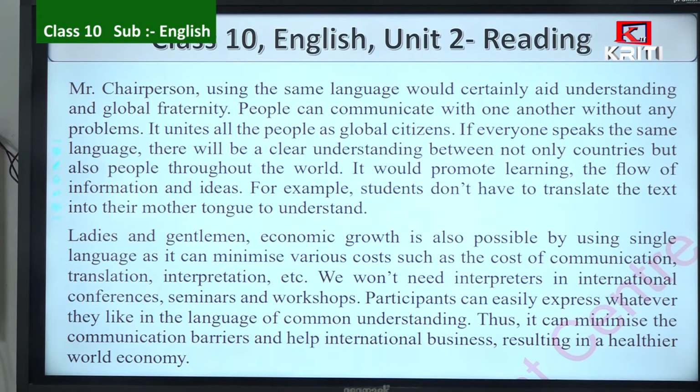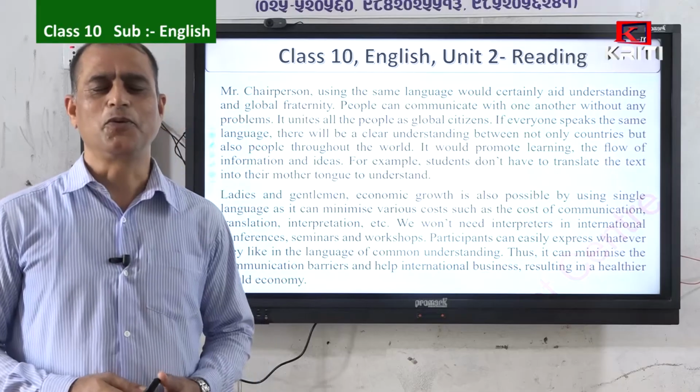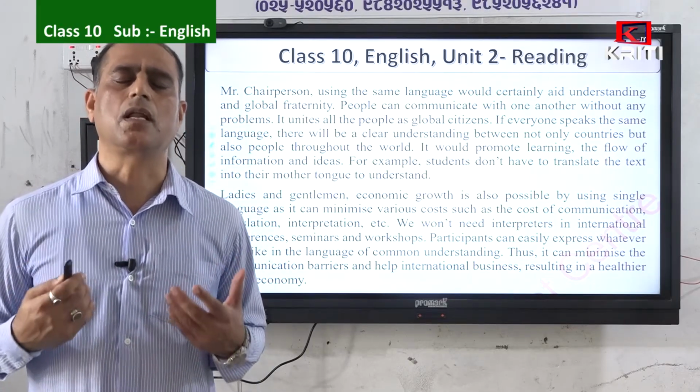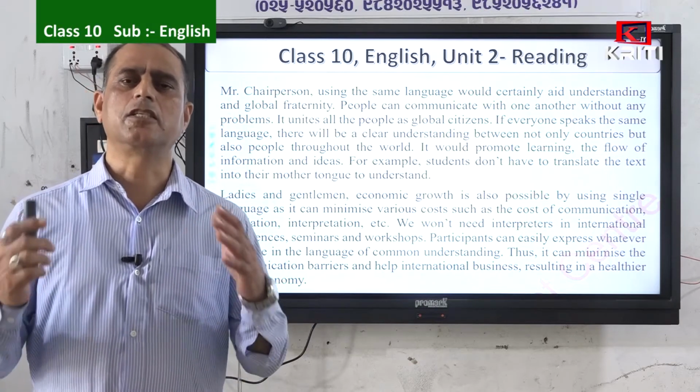If everyone speaks the same language, there will be clear understanding between not only countries, but also people throughout the world. It would promote learning, the flow of information and ideas. For example, students don't have to translate the text into their mother tongue to understand. Yes, using a single language helps us a lot. It makes understanding clear.